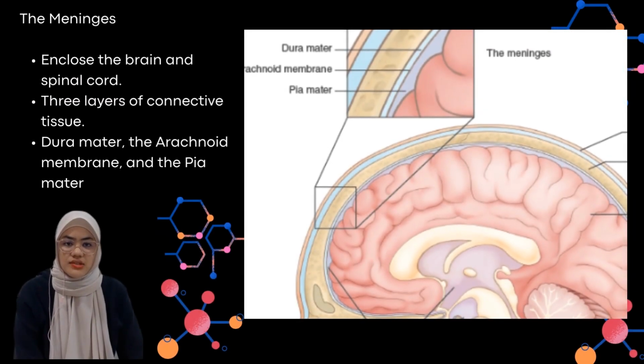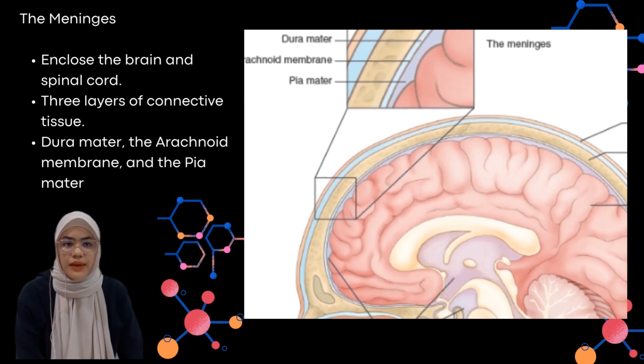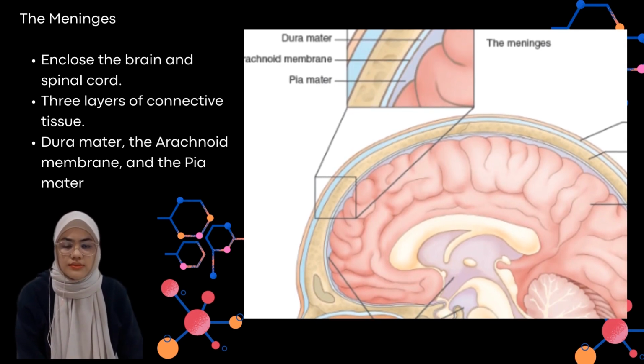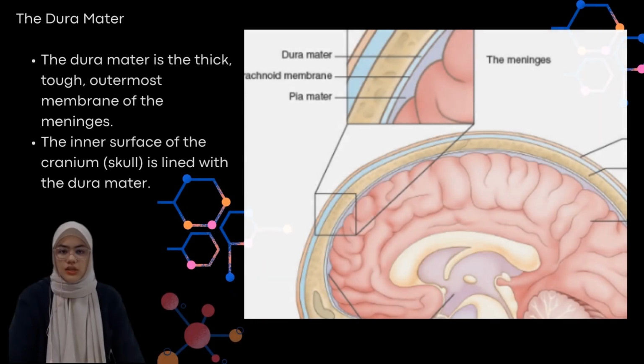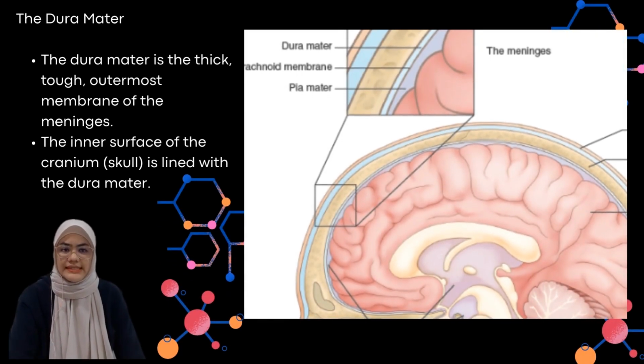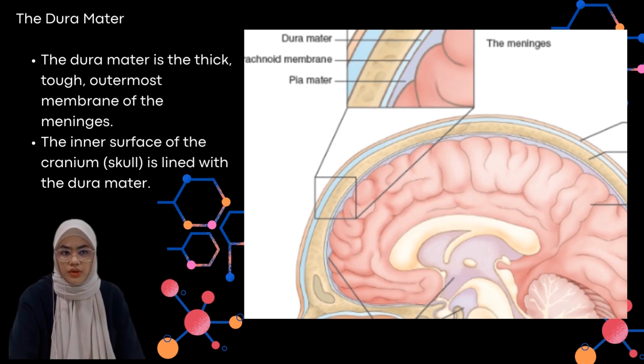Next are the meninges. The meninges are the system of membranes that enclose the brain and spinal cord. The meninges consist of three layers of connective tissue. These are the dura mater, the arachnoid membrane, and the pia mater. The dura mater is the thick, tough, outermost membrane of the meninges.